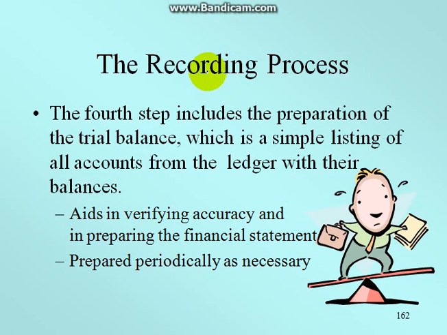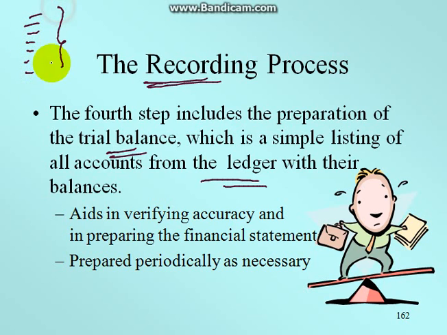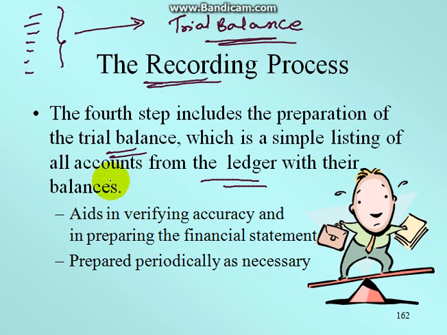So the fourth step, which is included in the recording process, is the preparation of the trial balance, which is the simple listing of all accounts from the ledger with the balances. When all the ledgers have been posted, there is a standard format for creating a trial balance. So after that process, we have to prepare the trial balance.